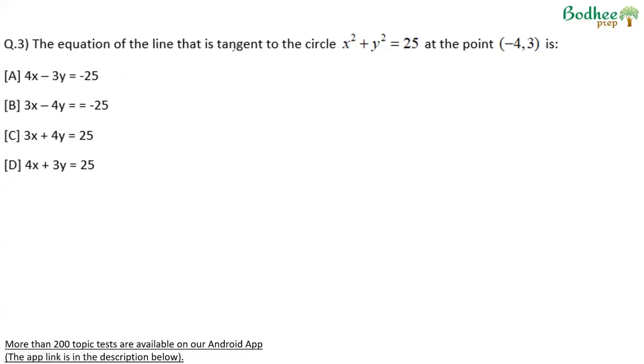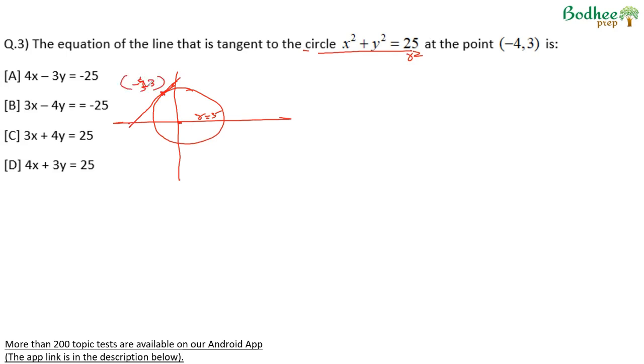The equation of the line that is tangent to the circle x square plus y square is equal to 25. Centered at 0, 0, and radius 5. This is r square. Tangent at the point minus 4, 3. X is negative, y is positive, so somewhere here. This is minus 4, 3. You have to find the equation of this line.